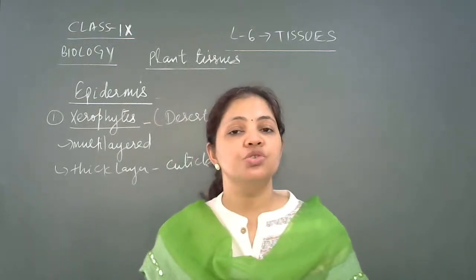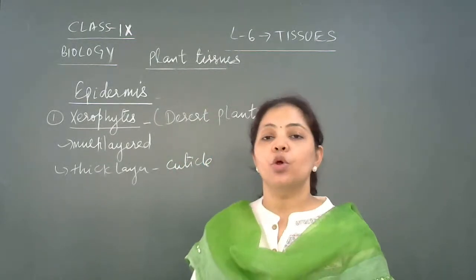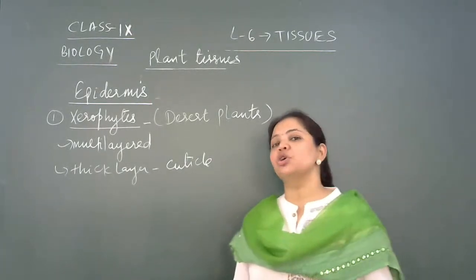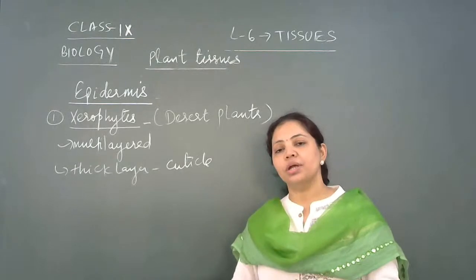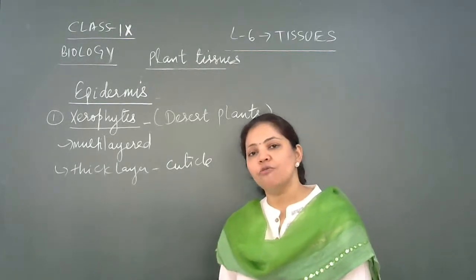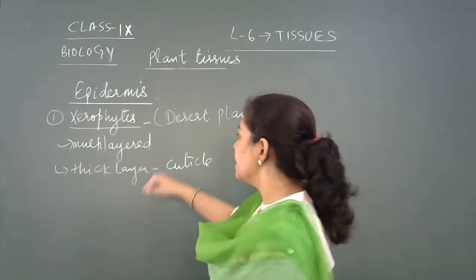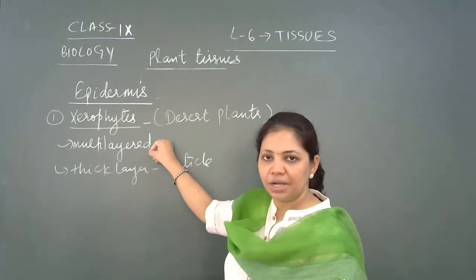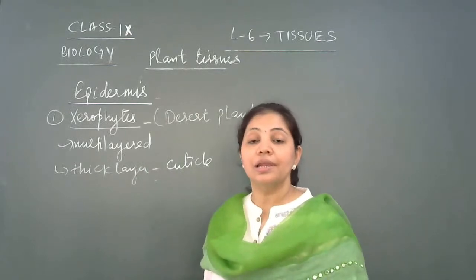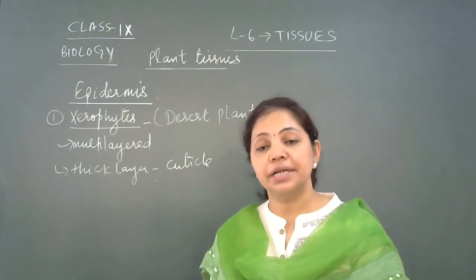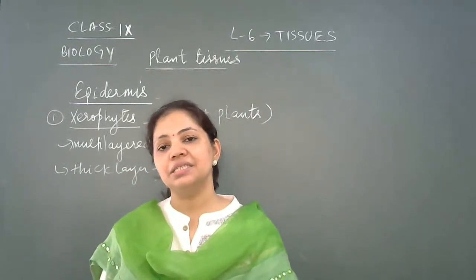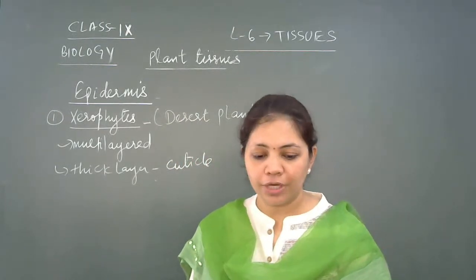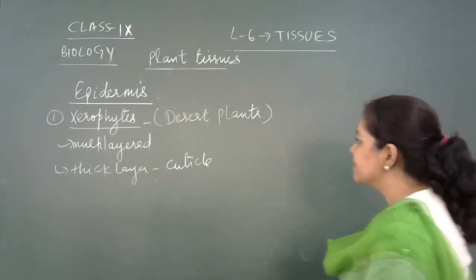And the reason, I hope you can guess, the main reason here is to prevent the loss of water through transpiration. Yes, because these plants are found in such an environment where there is a scarcity of water. So to prevent the loss of water through transpiration, the epidermis is multi-layered and also has got a thick layer of cuticle, because the cuticle layer is resistant to water. It is water repellent. So that is in case of xerophytes.